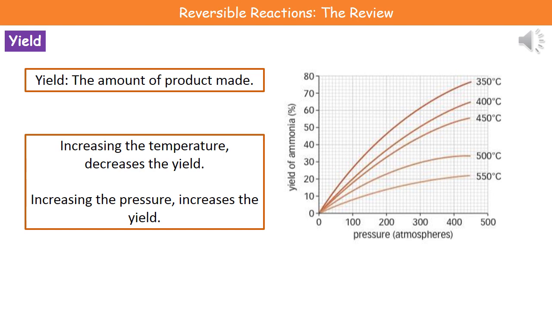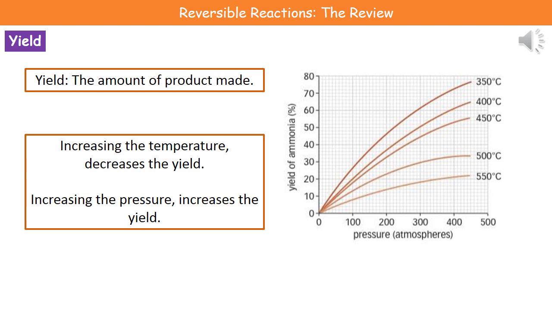Whenever we're talking about the yield, we're talking about the amount of product we make. Now one of the questions they could ask you, all to do with the Haber process, is to look at a graph like the one on the right there and pick out patterns. So on the bottom, we've got the pressure. Up the y-axis, we've got the yield of our ammonia as a percentage, and then we've got a variety of different curves plotted on there, and those are all the different temperatures.